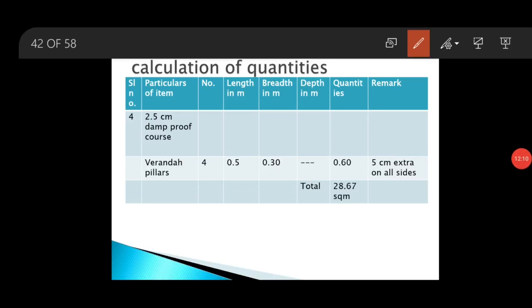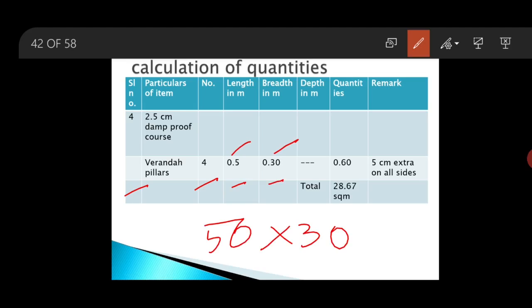In the details of measurement form, write down veranda pillars. 4, length is 0.5, breadth is 0.3, 50 centimeter by 30 centimeter. So 0.5 meter, 0.3 meter. In the remark column, write down 5 centimeter extra on all sides. Then by multiplying all these three, we will get the quantity as 0.6 square meter. Then we will move to the bathroom, that is on the back side of the building.